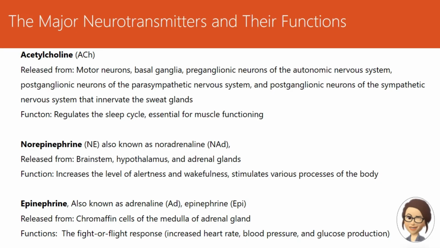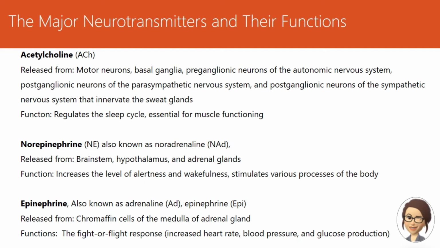Okay, so one of the major neurotransmitters is acetylcholine. It is released from the motor neurons, basal ganglia, preganglionic neurons of the autonomic nervous system, postganglionic neurons of the parasympathetic nervous system, and the postganglionic neurons of the sympathetic nervous system that innervate the sweat glands. Its major function is to regulate the sleep cycle, and it is essential for muscle functioning.